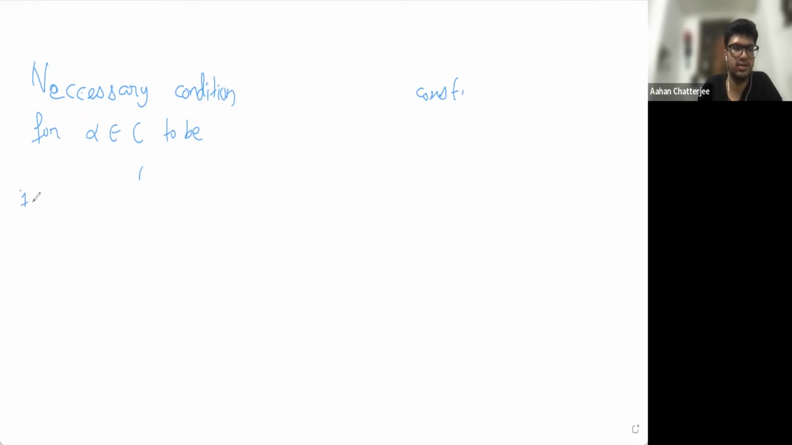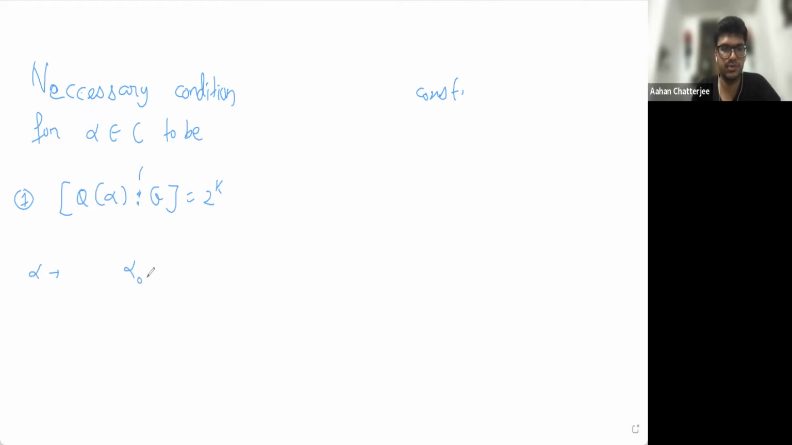And basically the idea is that the necessary condition is that [Q(alpha):Q] should be a power of 2. So why is this true? Basically, the way we have defined constructibility: if alpha is constructible, that means there is a sequence of steps in the construction of alpha.